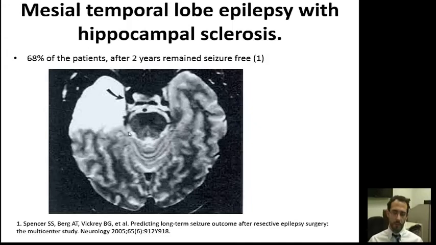For example, what's been described is if the patient failed 2 anti-epileptic drugs, and failing 2 anti-epileptic drugs means that while on the medication, they can have breakthrough seizures, or they could have side effects from the medication, not able to tolerate it. So if they fail 2 medications, they'll definitely be a surgical candidate. And these surgeries have an excellent prognosis. 68% of the patients after 2 years could remain seizure free.